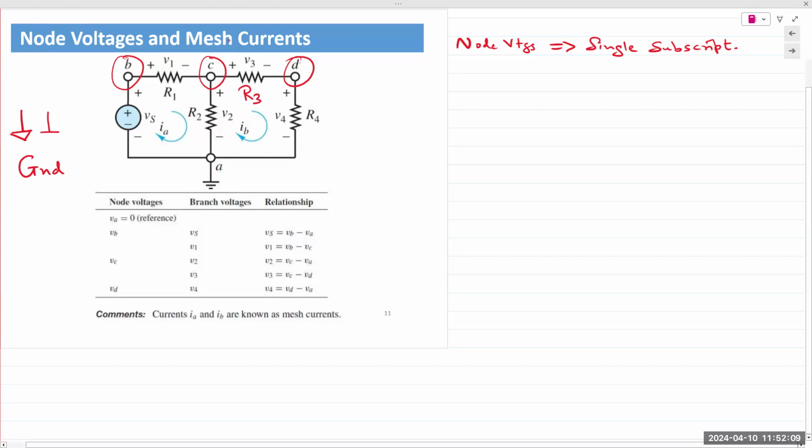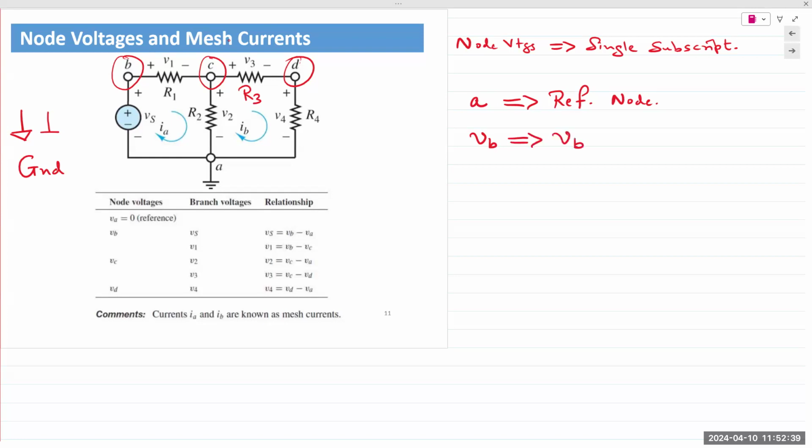So in this circuit, node A is our reference node. That is the reference point of measurement for all nodes in the circuit. So if I state node voltage B is VB, I am indicating VBA. A is the reference node for this circuit, for this analysis, and it is implied. So it's VBA: voltage at B measured with my reference at A. That's what it means.